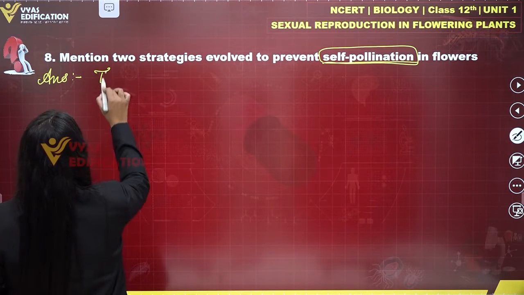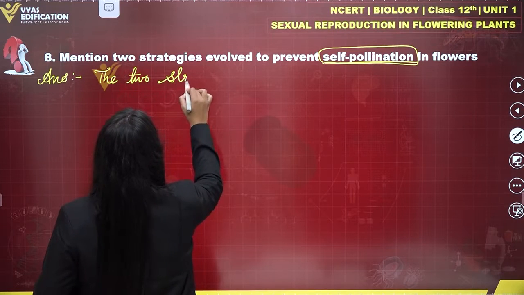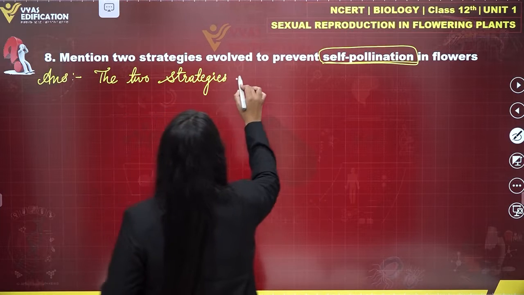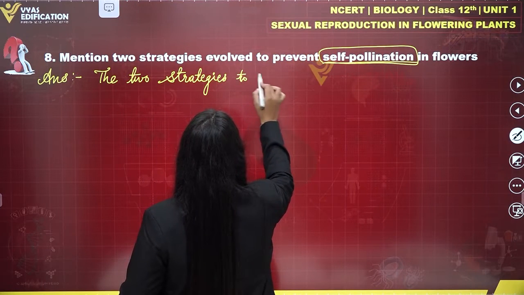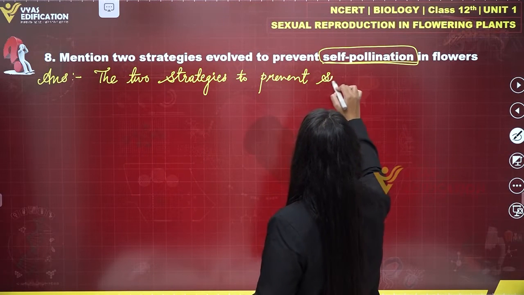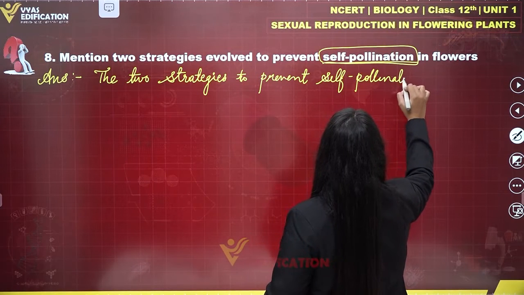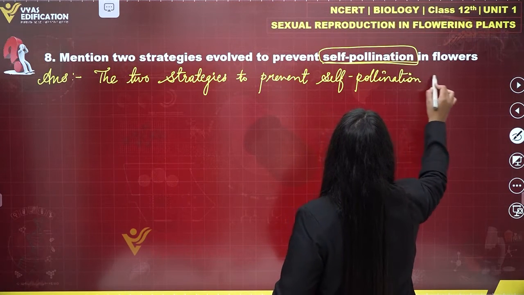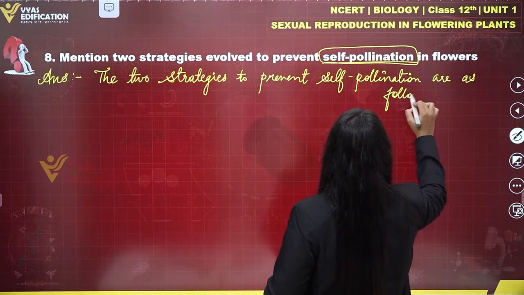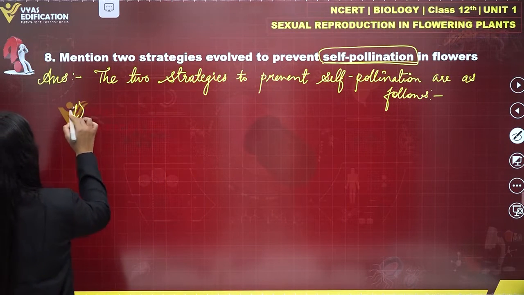The two strategies to prevent self-pollination are as follows. So the first one we are going to talk about is self-incompatibility.